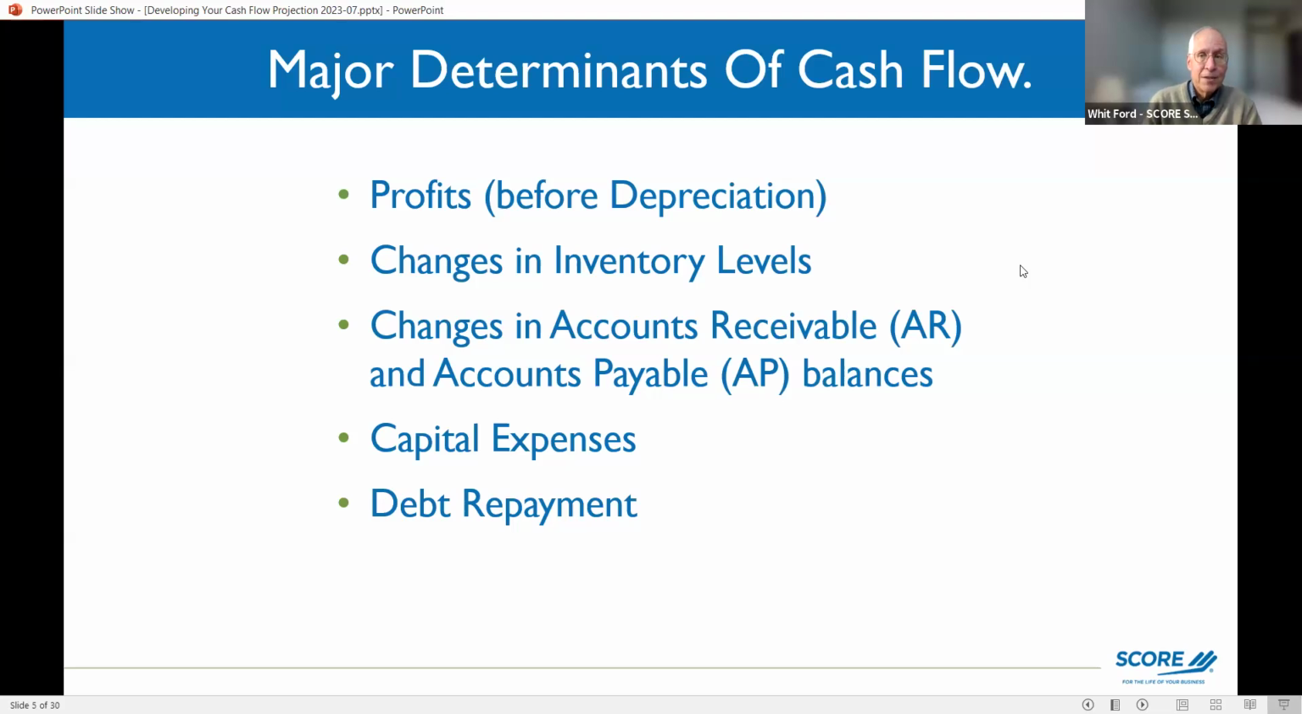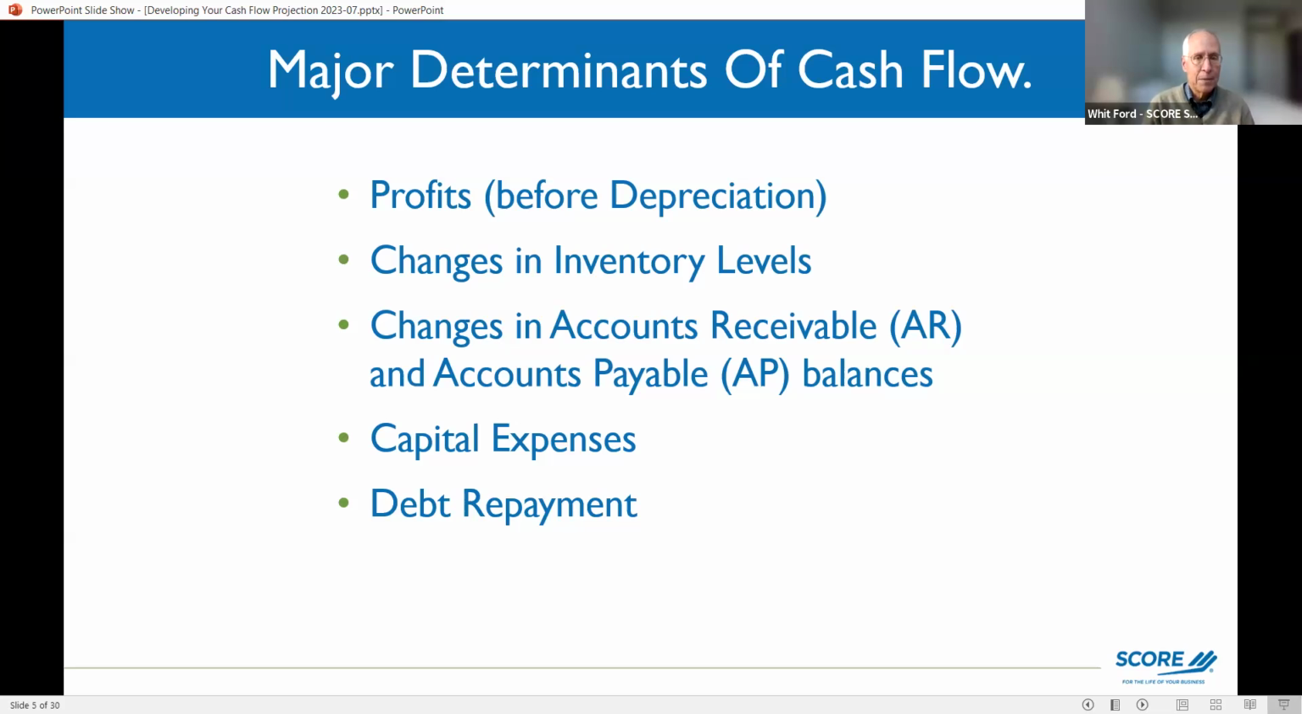Cash flow is something that you've probably heard bandied about as a term, but many people are a little fuzzy on exactly what constitutes cash flow. So cash flow is different from your profits. It's close, but different.